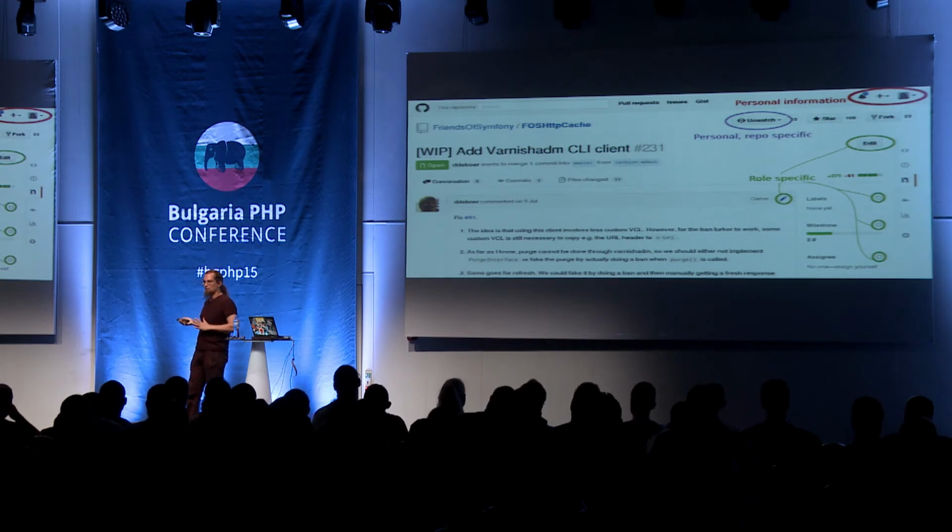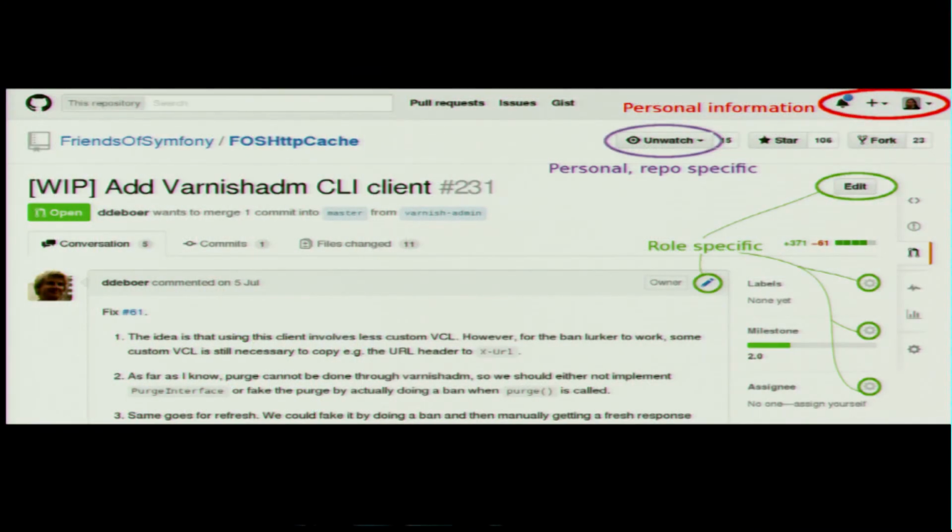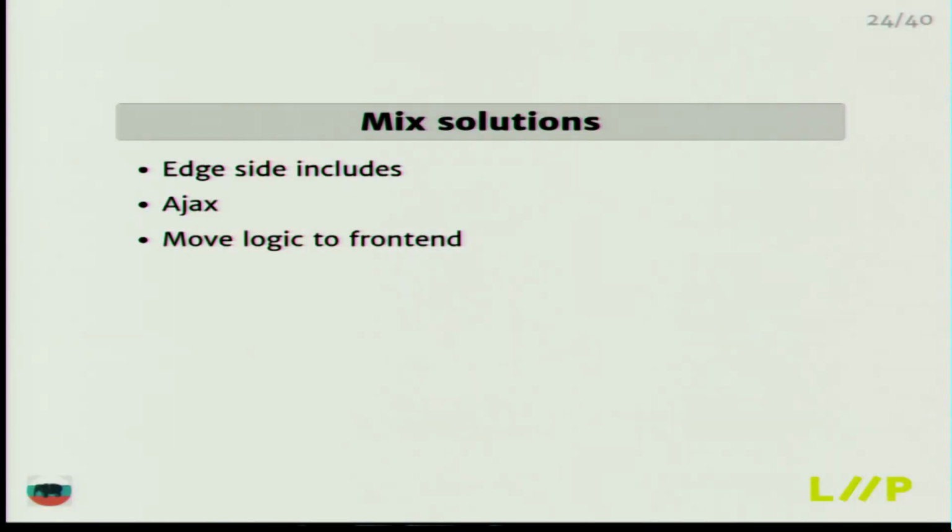Now, I'm not working for GitHub, just to avoid confusion, and I'm pretty sure what they do is mainly lots of JavaScript. But I'm just using it as an example to show you what could be done. So basically, okay, there is a page, but some parts of it would have a different caching strategy.